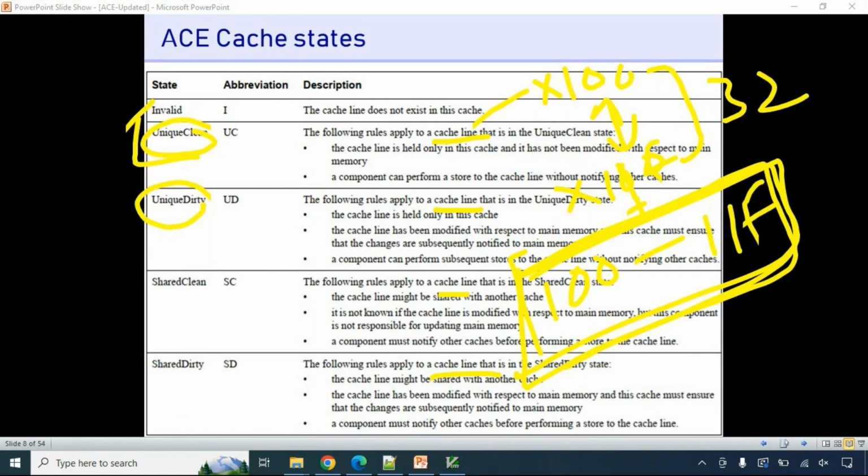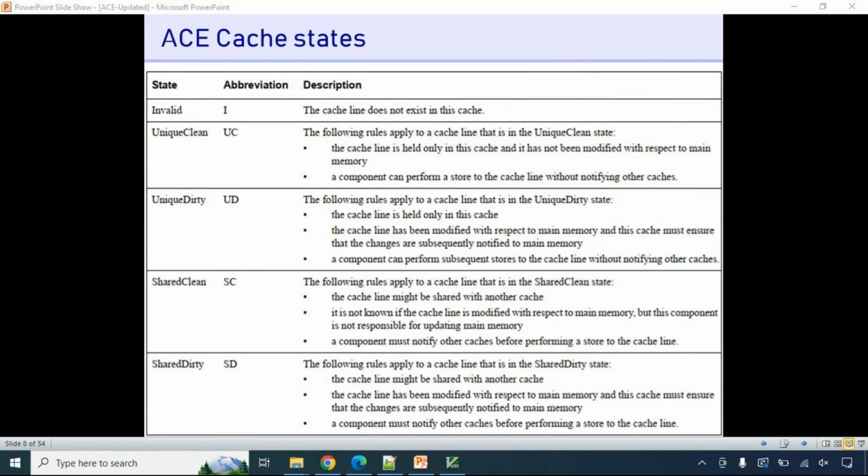If it is unique clean, what does that mean? It is clean. The data present from 100 to 11F is only present in my cache. No other cache has data in this location. And the data that I have in my cache matches the data present in the main memory. The cache line is held only in this cache and it has not been modified with respect to the main memory.